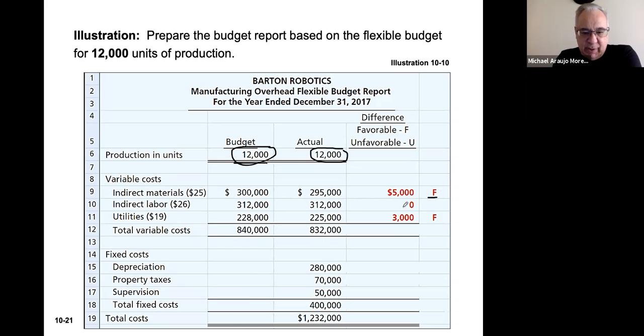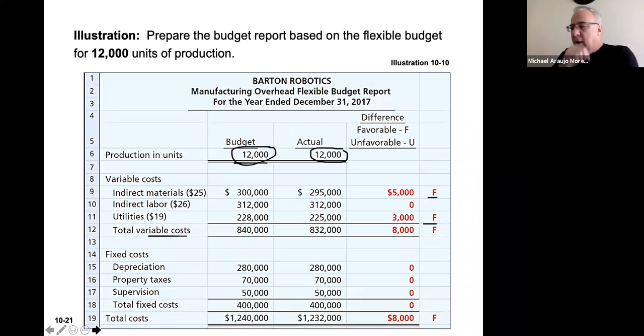Labor was perfect. We didn't make any mistakes there. We budgeted 312. It cost 312, no problems. We were on target with our budget. Utilities, we would have needed to budget 228. We only used 225. That's also favorable. We had $3,000 less in utility expenses than we thought. So total variable costs, we budgeted 840. We only spent 832. So in actuality, we had an $8,000 favorable difference when it comes to that. So in essence, this was well worth our while.